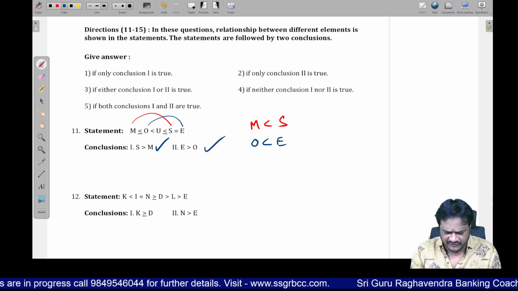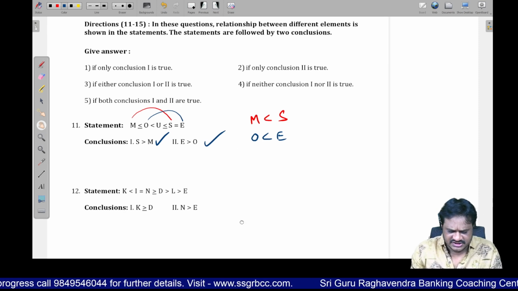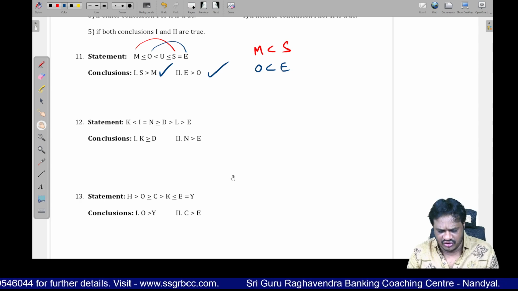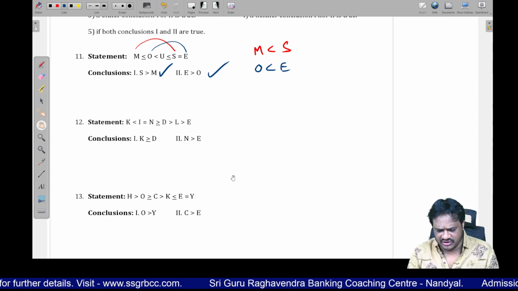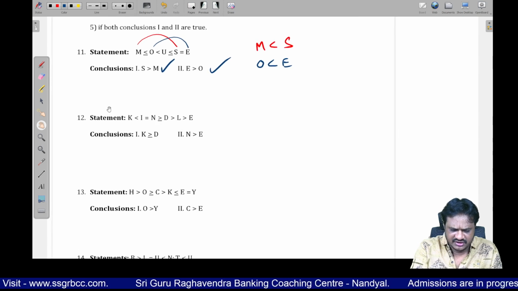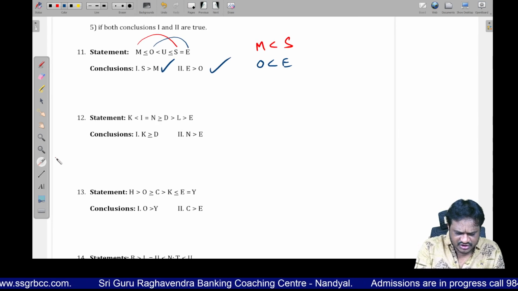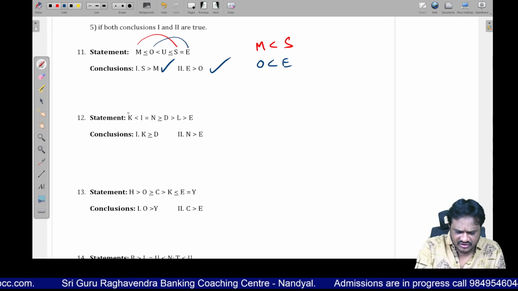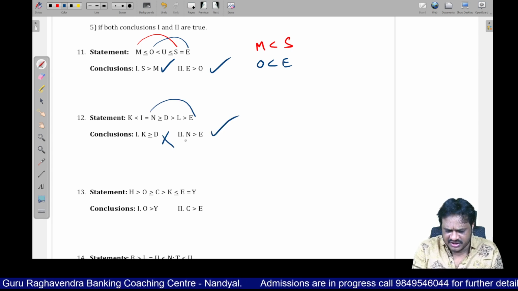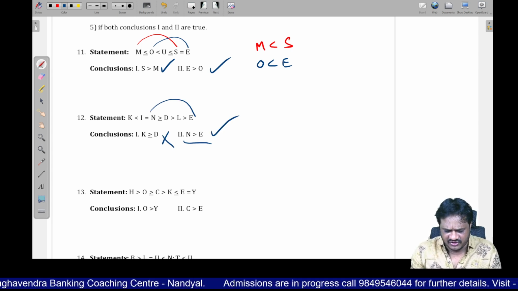Both 1 and 2 definitely follows. Let us see the next one. K less than I is equal to N, N greater than or equal to D, D greater than L, L greater than E. K to D, there is no common symbol. K to D, there is no common symbol. N to E greater than is that. Second one definitely follows.